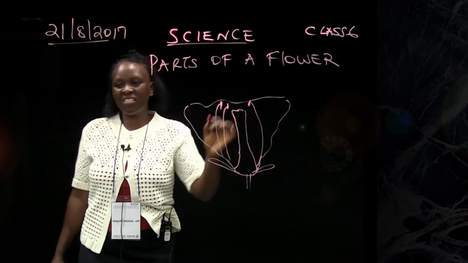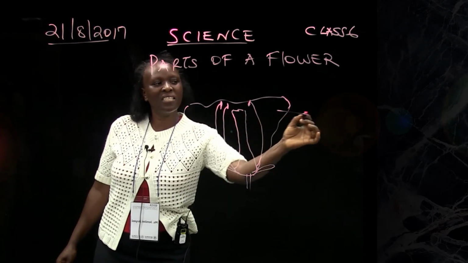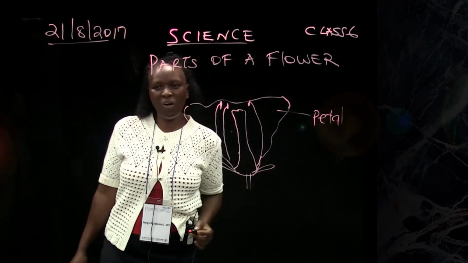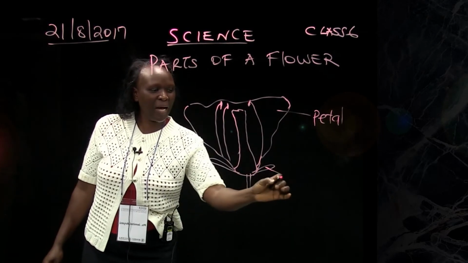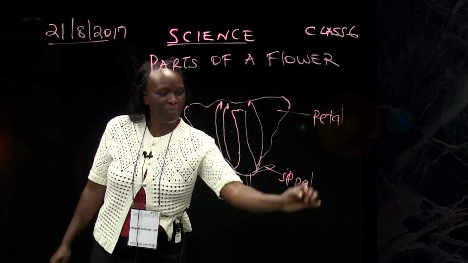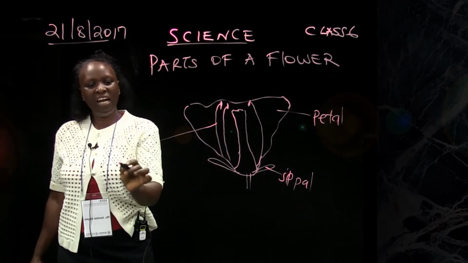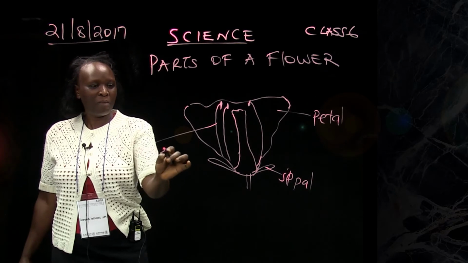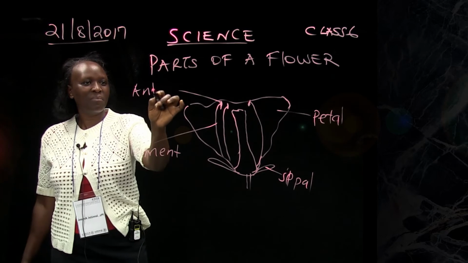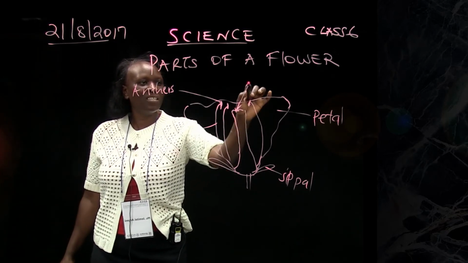So we are going to look at different parts of this flower. The brightly colored parts are the petals. We call it a petal. The green parts are the sepals. Then we have the filament. Then we have the anthers. This part is the stigma.